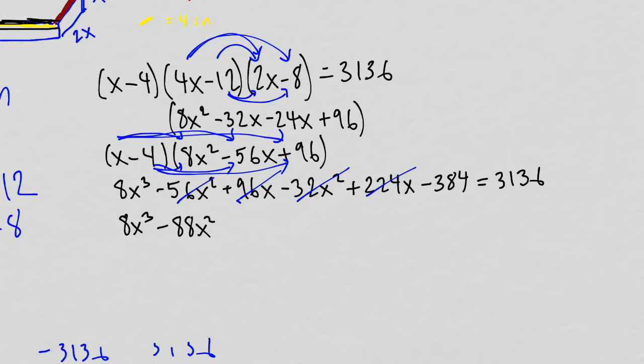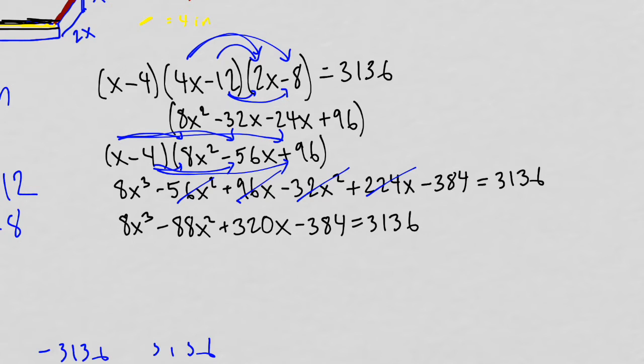Next, I'm going to combine the 96x and the 224x, right? Positive 96, positive 224. That's going to give me 320x. Minus 384, because there's nothing to combine the 384 with.